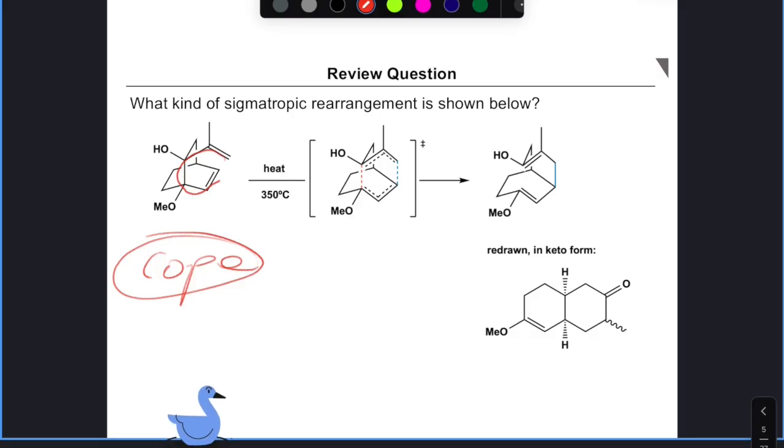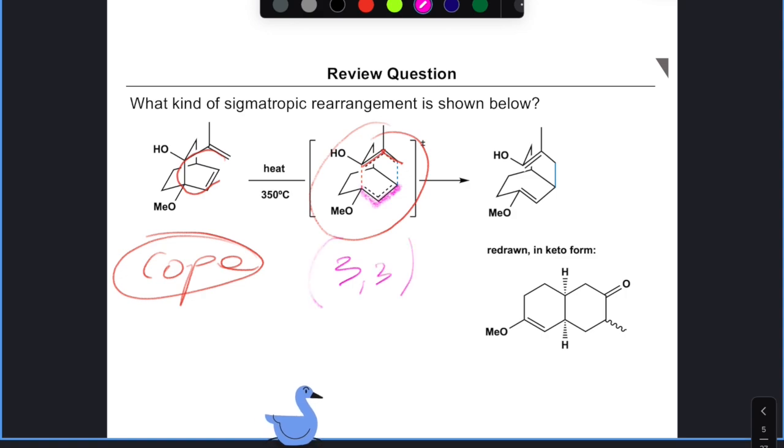1, 3, 6, 1, 12, 5. What is this for numbering? 3, 3, yeah. The way you can tell is, look at your transition state. You have 3 atoms here. You have 3 atoms here. This is best designated as a 3,3-sigmatropic rearrangement.